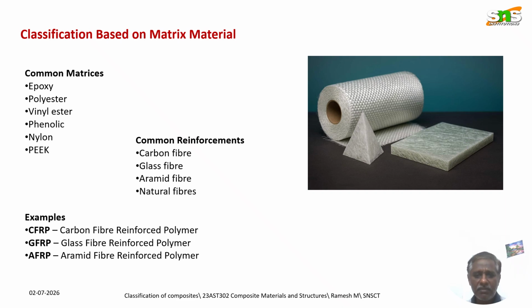Ceramic matrix composites consist of ceramic matrices such as silicon carbide or alumina reinforced with fibers to improve the toughness and resistance to thermal shock. Then carbon-carbon composites consist of carbon fibers embedded in a carbon matrix and are capable of operating at extremely high temperatures.